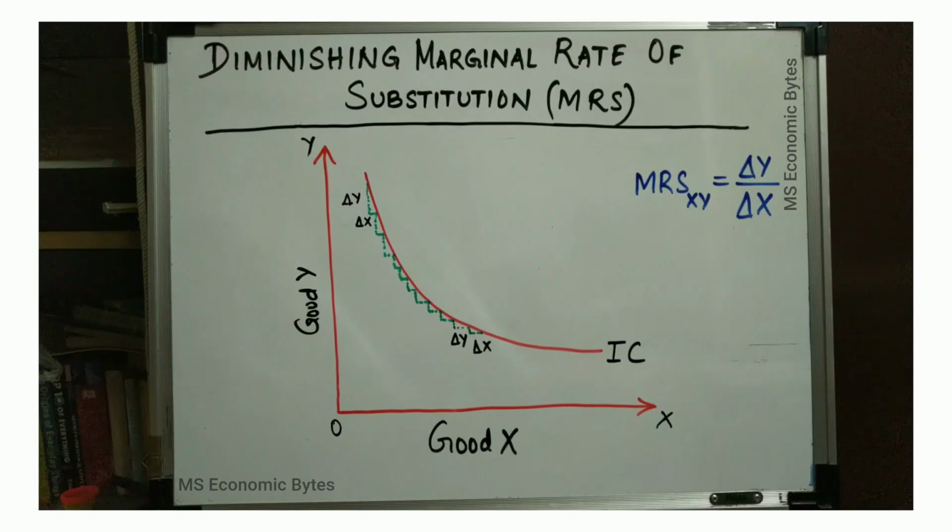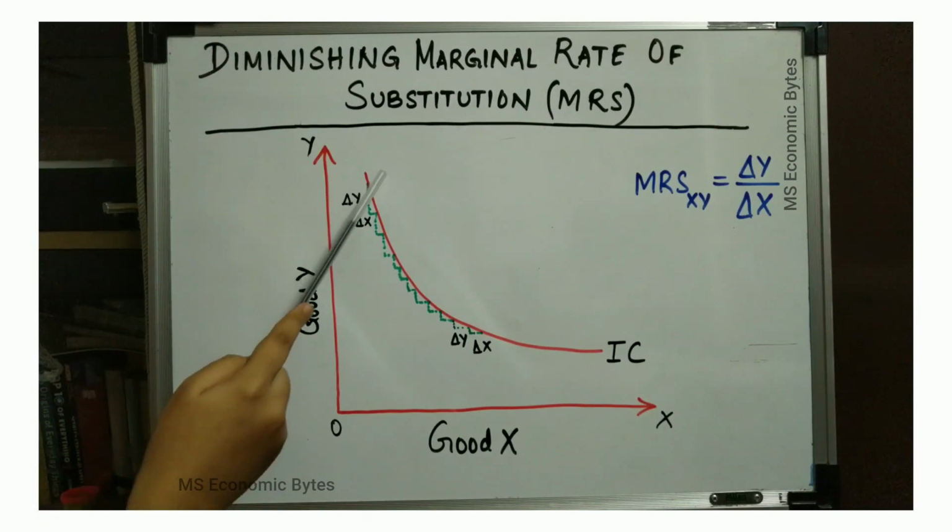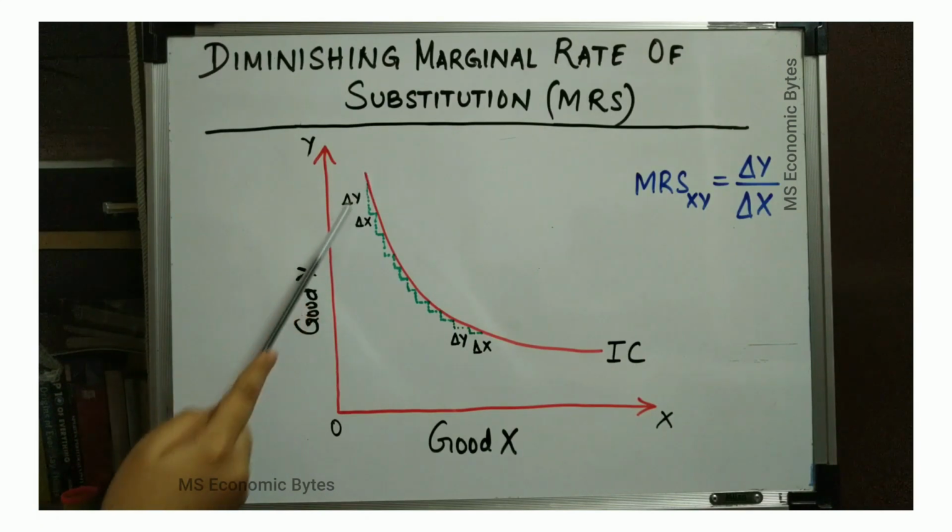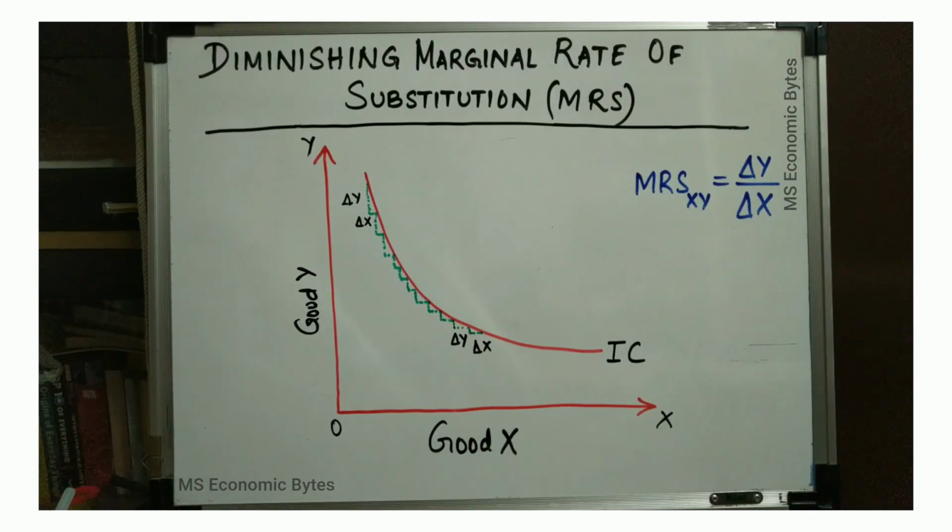Therefore, at this point, the consumer is willing to forego more of good Y for a unit increase in good X. By the time it reaches over here, the units of good Y have fallen and the units of good X have risen, which is why the marginal importance of good Y has risen for the consumer at this point, which implies that the consumer is willing to forego less of good Y for a unit increase in good X.